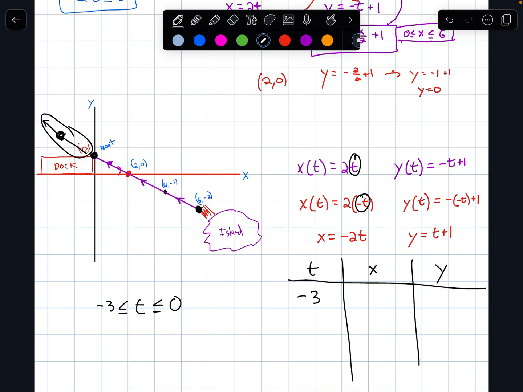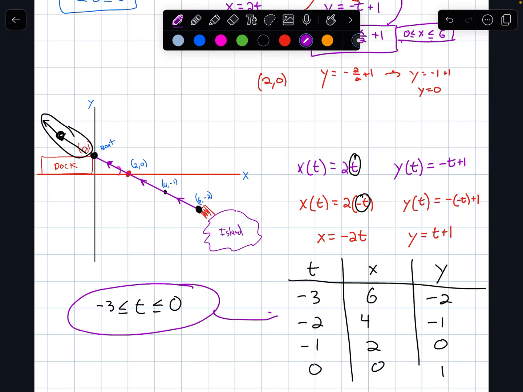At t equals -3, we'll have x is -2 times -3, which is 6. Y is -3 plus 1, -2. I could plug in -2, -1. 0 we just did. We knew that was 0, 1. At -2 we should get 4, comma, -1. And at -1 we should get 2, comma, 0. So if I use the proper domain here, I can get the actual coordinates of the travel back.